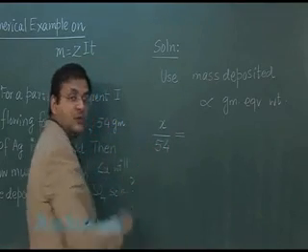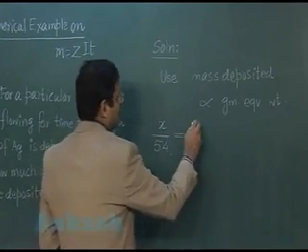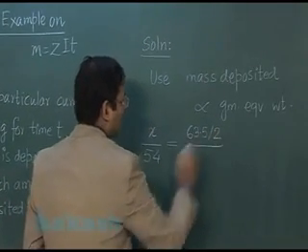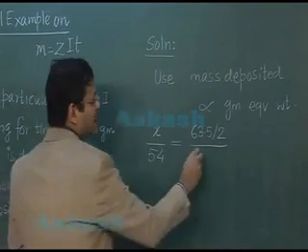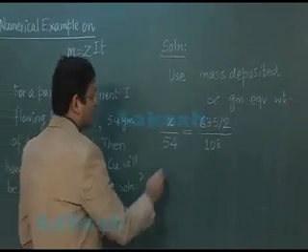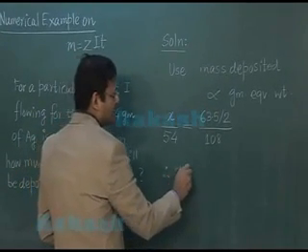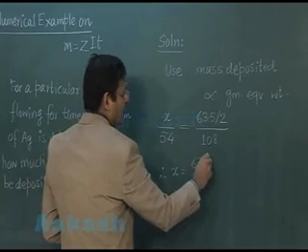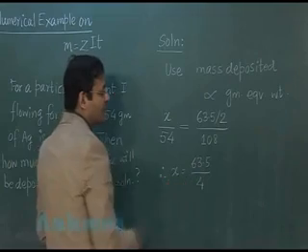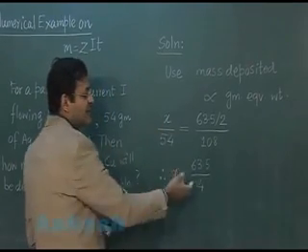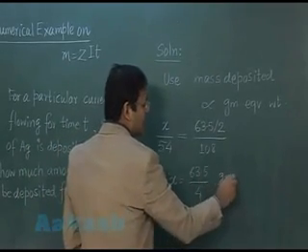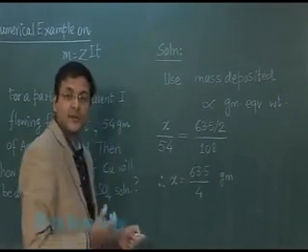This is proportional to the equivalent weight of copper, which is 63.5 divided by 2, upon the gram equivalent weight of silver you are taking, 108, isn't it? So the value of mass deposited of copper comes out to be 63.5 divided by 4. You understand? If you simplify this, you will get 63.5 upon 4. You can simplify this. This much gram of copper will be deposited.